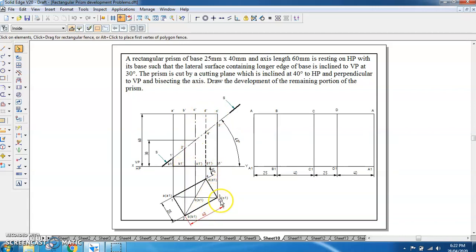So the next point is CC1. CC1 is here, and it is cut at this point.